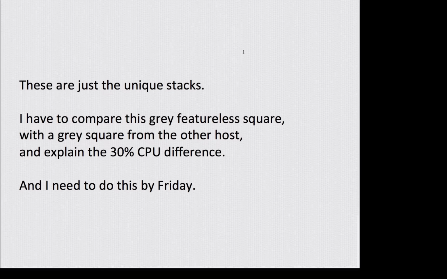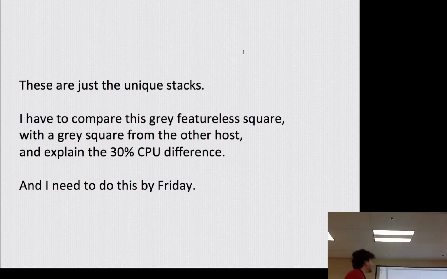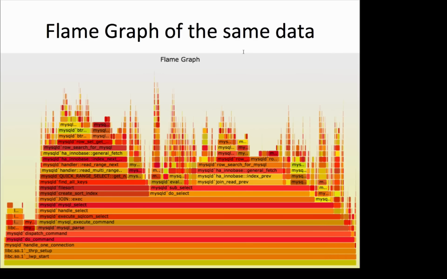And that's just the unique stacks. The problem I had was that I have to compare this gray featureless square with another gray featureless square from Linux's profilers and understand the 30% difference. And I have to do this as quickly as possible because we could lose the customer. To me this was an impossible problem, and I started playing with other visualizations in order to get my head around this data.